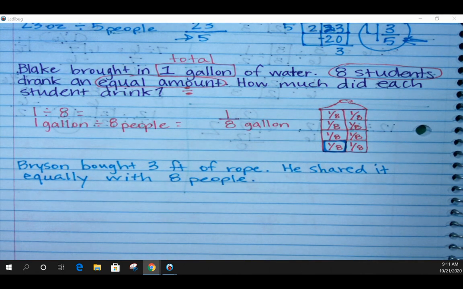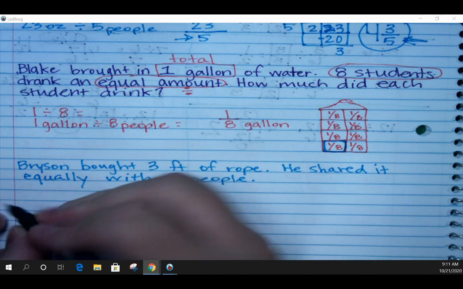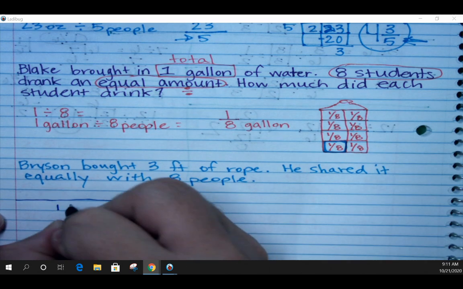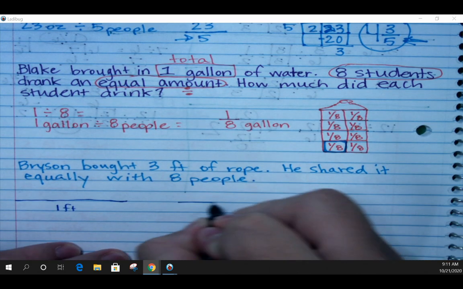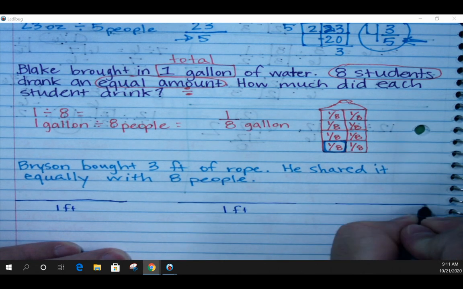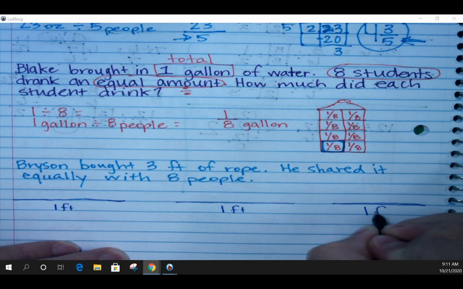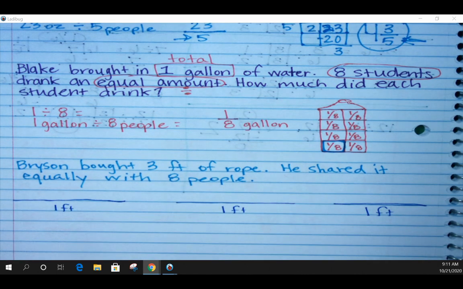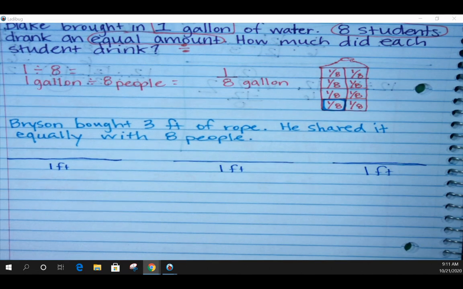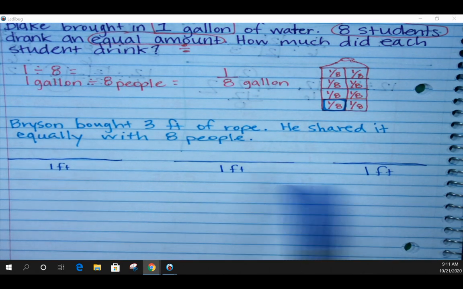Okay, let's do this. Right here is 1 foot. Right here is 1 foot. Right here is 1 foot. Right? You went up there and bought 3 feet of rope. There they are. Is everybody with me so far? Get them drawn out there. There's 1 foot, 2 foot, 3 foot.